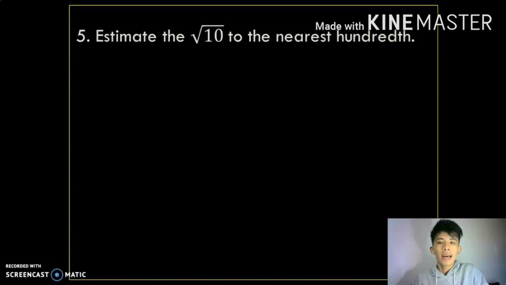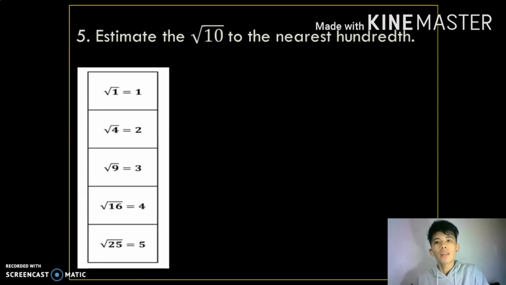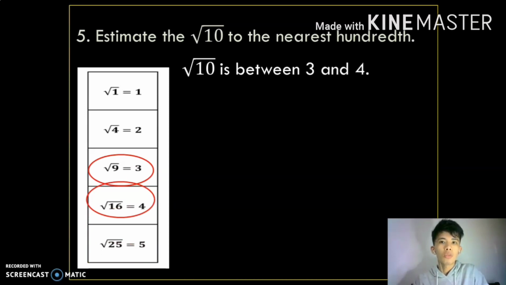Di ba kapag 100, two numbers after the decimal point, yun yung hundreds natin. Kasi kapag isa lang, tens. Okay. So, ang unang gagawin is, tingin dito sa ating chart, nandiyan ba ang ating square root of 10? Wala. So, saan natin matatagpuan ang square root of 10? We can find the square root of 10 between square root of 9 and square root of 16. So, the square root of 10 is between 3 and 4.